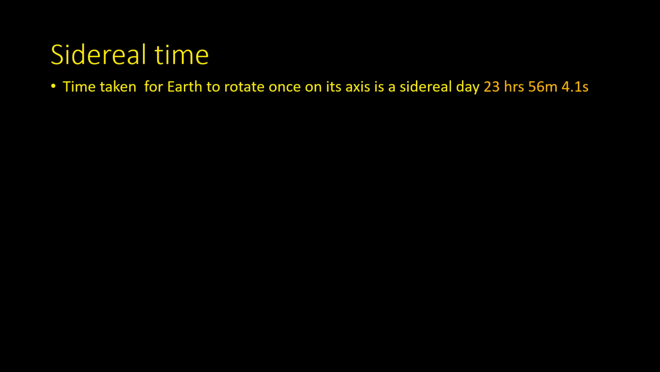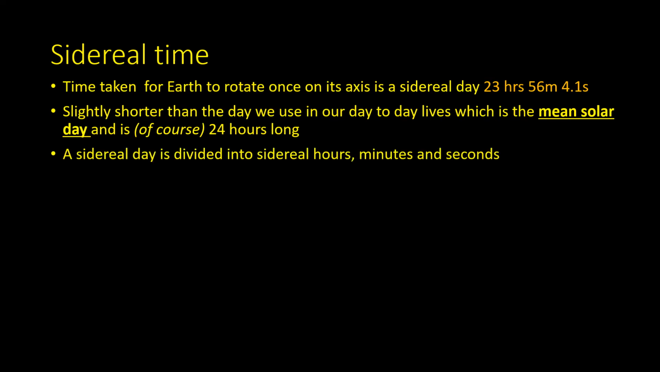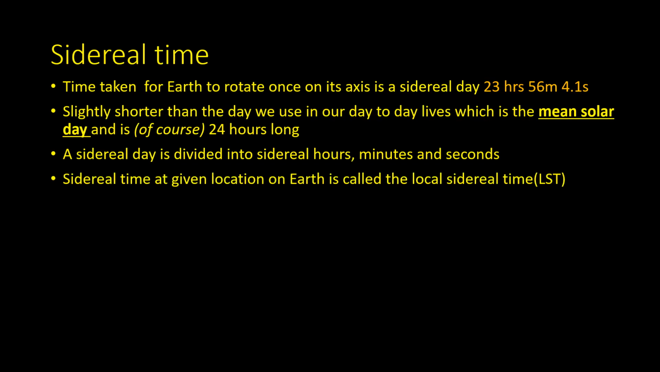So the time taken for the Earth to rotate once on its axis is a sidereal day, and this is, as we've just seen, slightly shorter than the day we use in our normal day-to-day lives, which is the mean solar day. A sidereal day is divided into sidereal hours, minutes and seconds, each of which are slightly shorter than our normal hours, minutes, seconds.